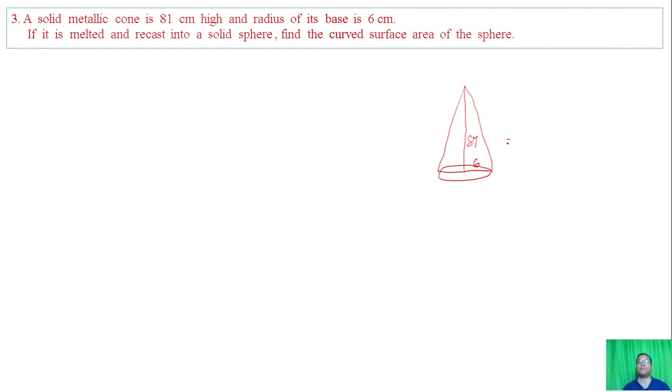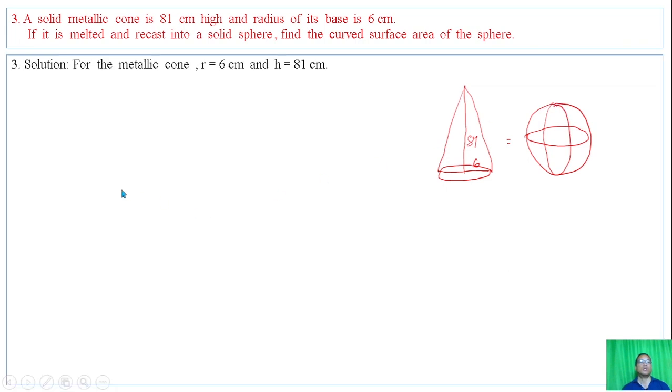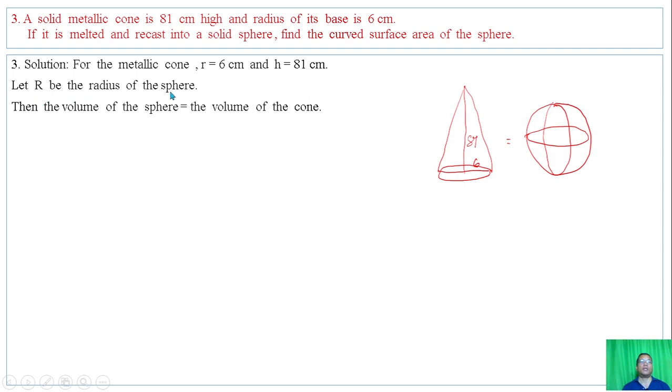Adugumba mangondagi semba solid sphere adugi curved surface area. Surface area adugi sphere adugi surface area puto. For the metallic cone r is 6, height is 81 centimeter. Let R be the radius of the sphere. Adugumbi sphere adugi radius ado capital R lauxile.